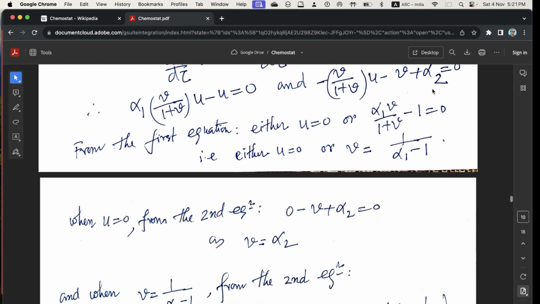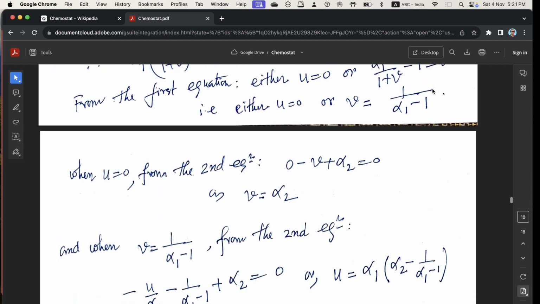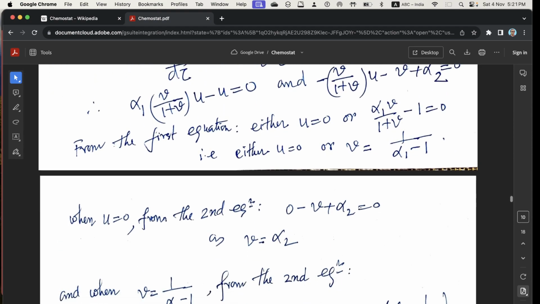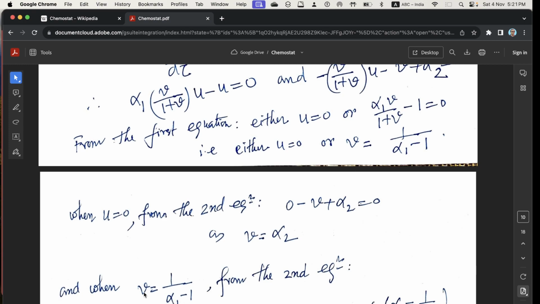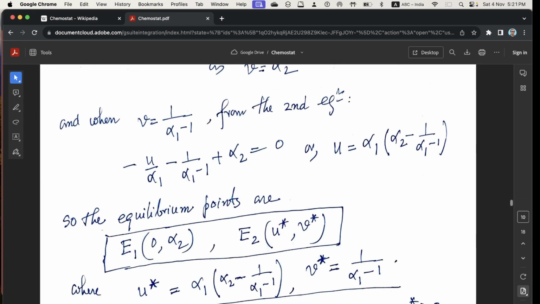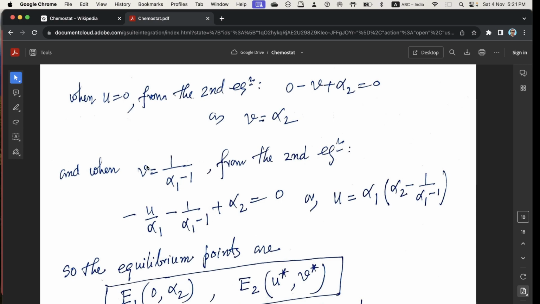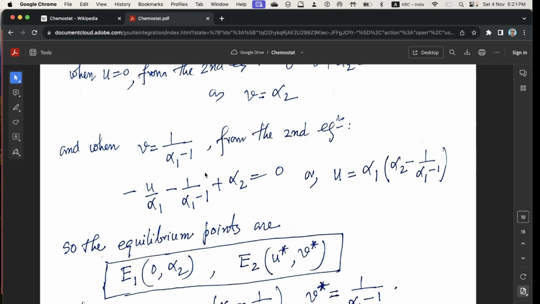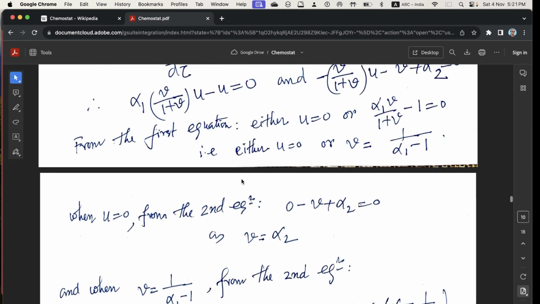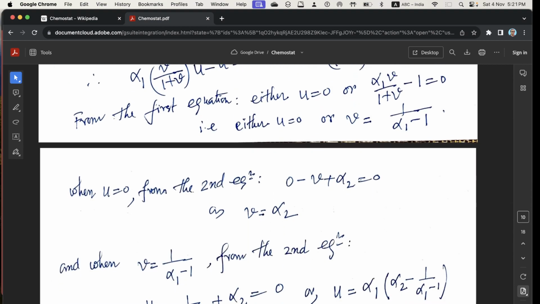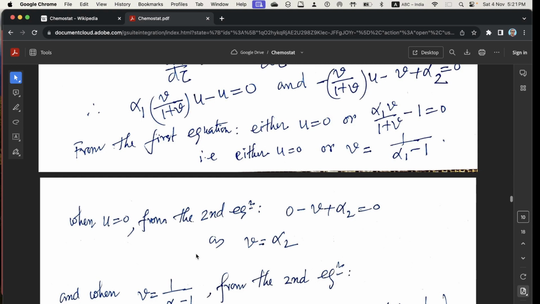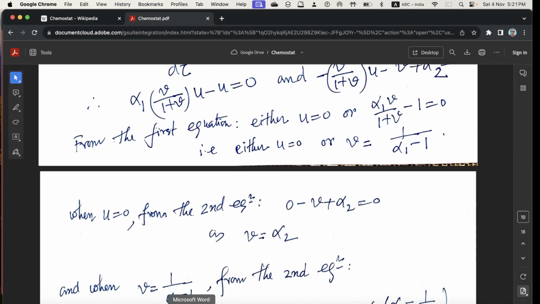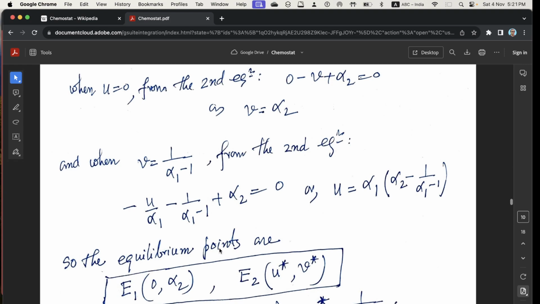And when v equal to 1 by (alpha 1 minus 1), from the second equation we get v equal to this. Since v equal to 1 by (alpha 1 minus 1), we get alpha 1 minus 1 equal to 1 by v, so alpha 1 equal to 1 plus 1 by v. So v by (1 plus v) equal to 1 by alpha 1. Putting v equal to 1 by (alpha 1 minus 1), we get this equation, so we get u equal to alpha 1 into this.